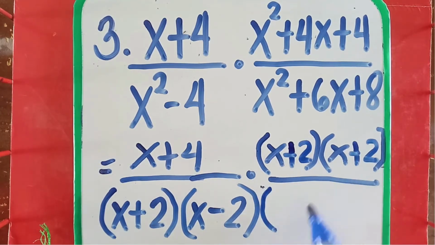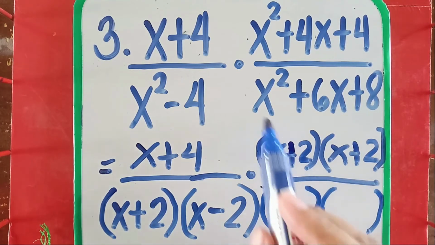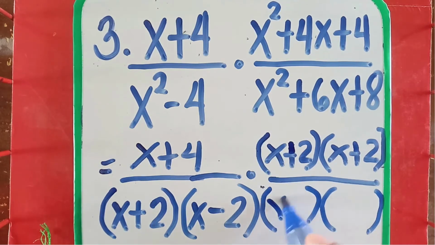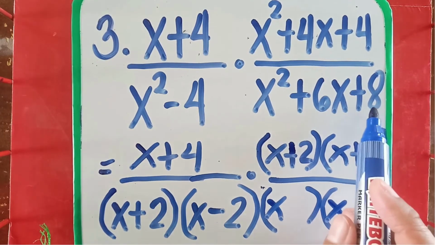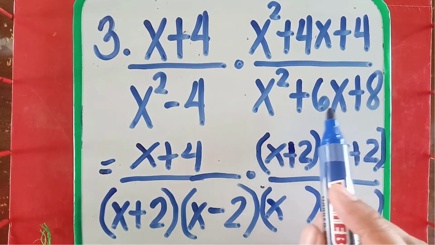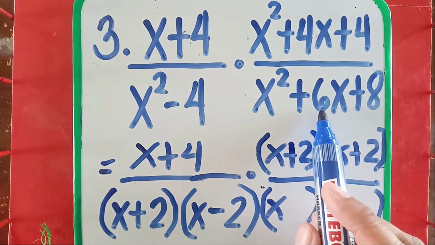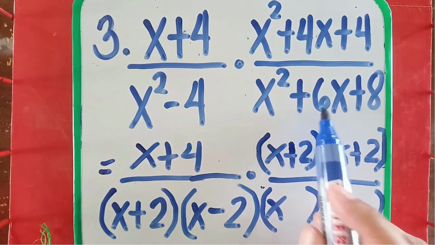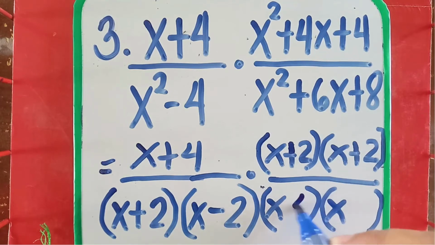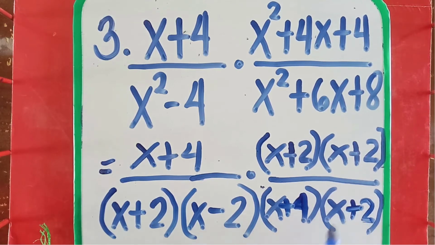And then the denominator, so square root of x squared, x. And then think of two numbers, pag minultiply 8, pag inadd 6. So what is that number? Correct. So that is 4 and 2. Positive 4 and positive 2.